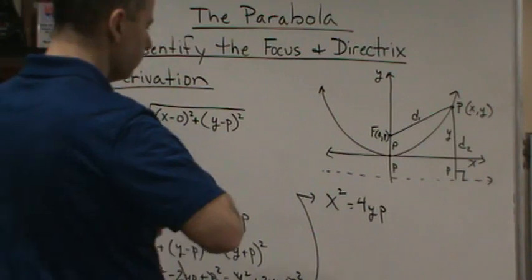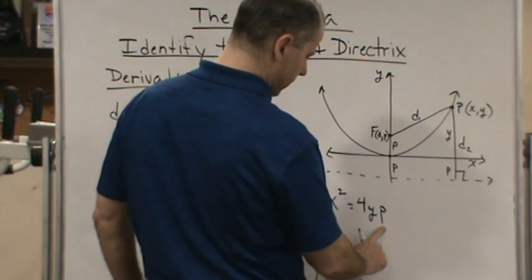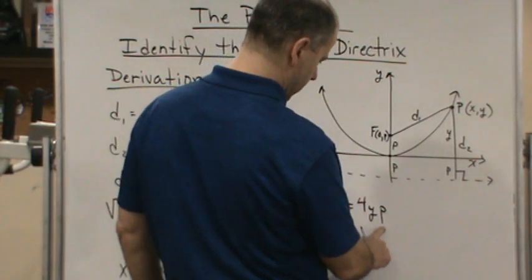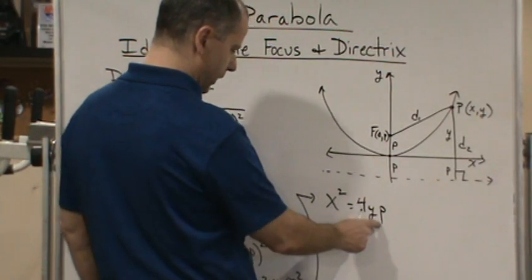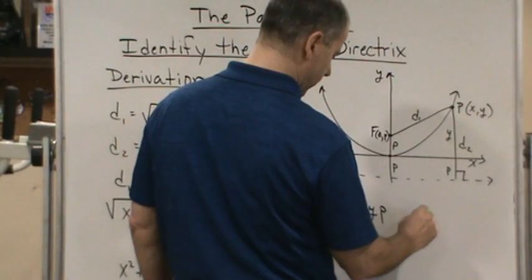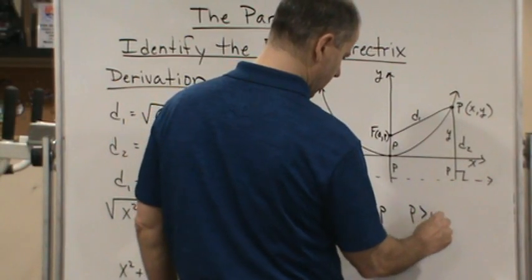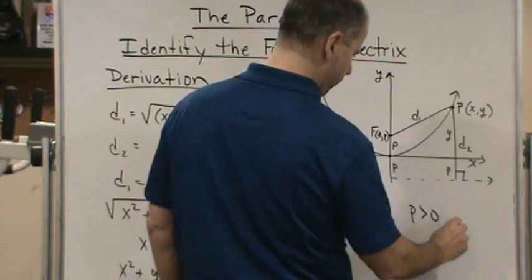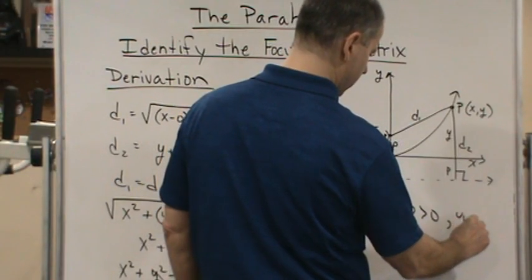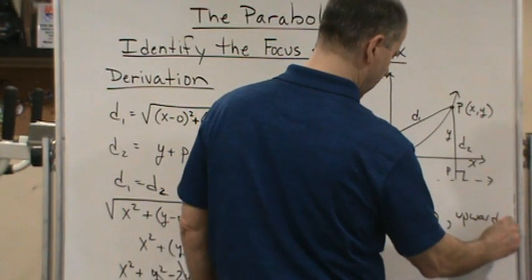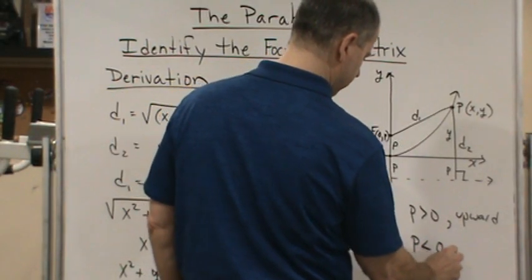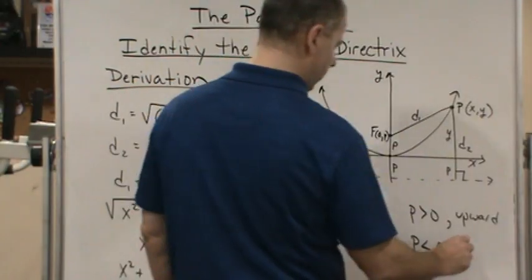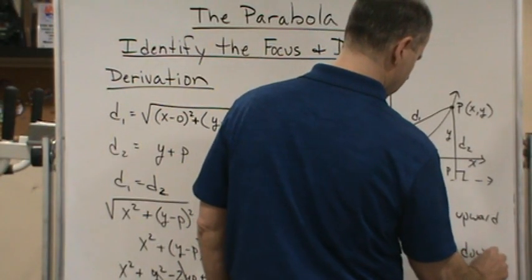Now, specifically, let's look at the p here, because the 4 is constant, but p, just so we know, when p is greater than 0, the parabola will open upward. When p is negative, or less than 0, the parabola will open downward.